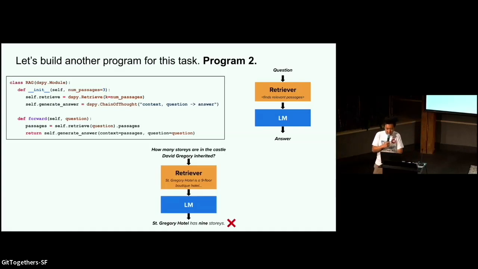If you're using this pipeline, the retriever will give you this piece of information. It says that St. Gregory Hotel is a 9-floor boutique hotel. And then the language model tries to use this information to answer the question and gets the right answer.